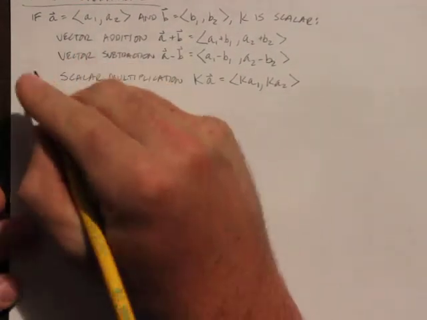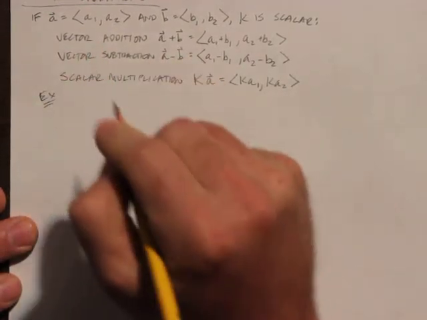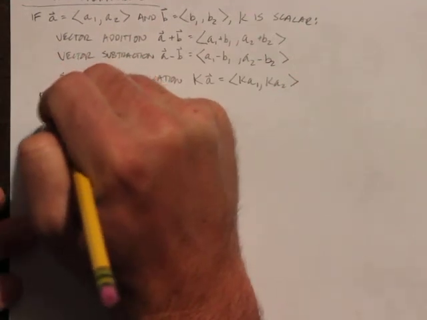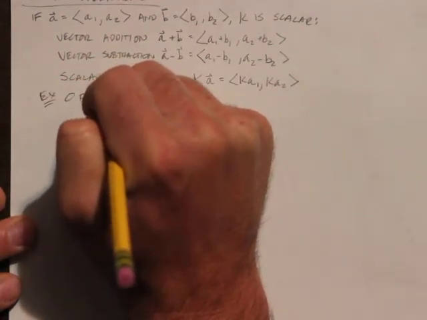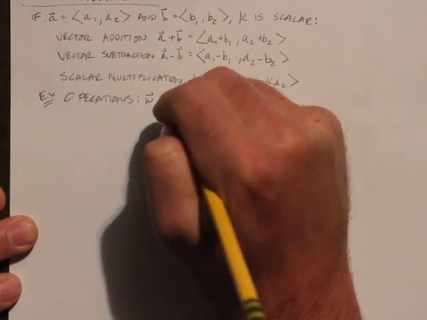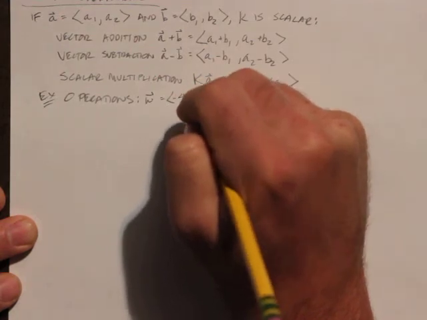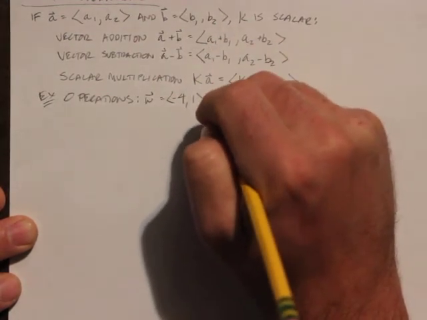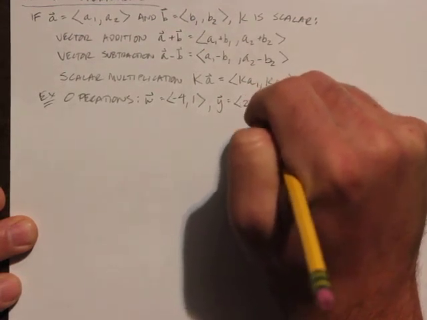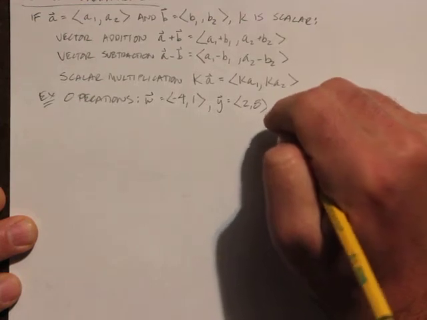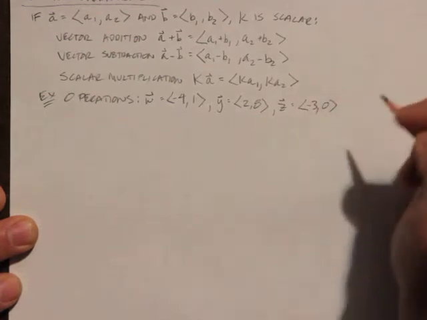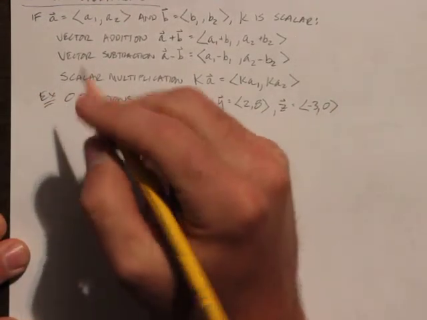Example time. So we're going to do some operations, where vector W is -4, 1. Vector Y is 2, 8. And vector Z is -3, 0. Alright, so here's our first example.